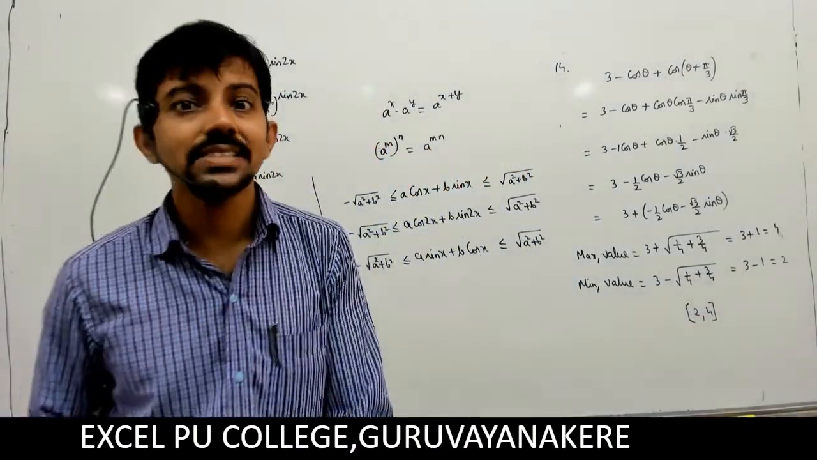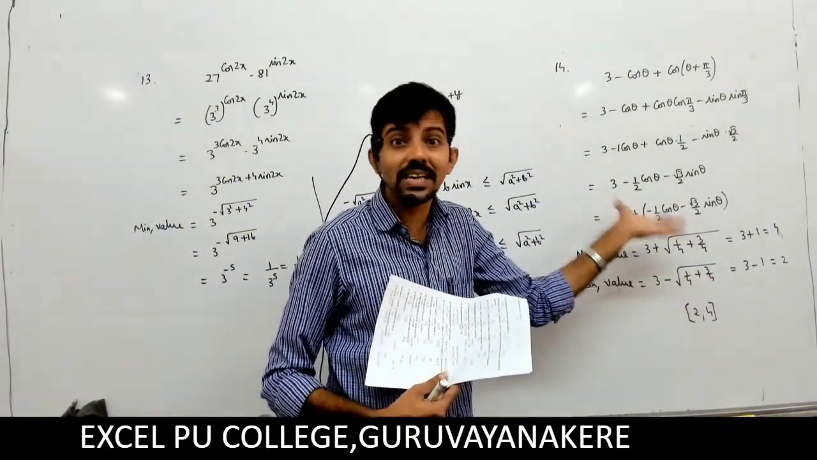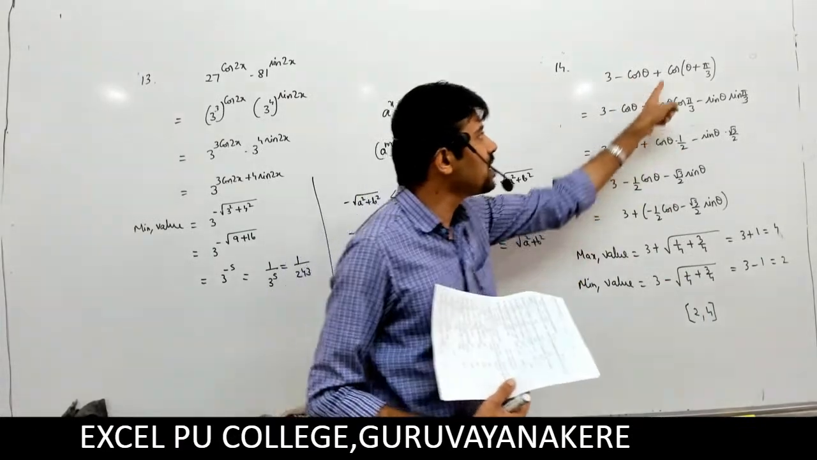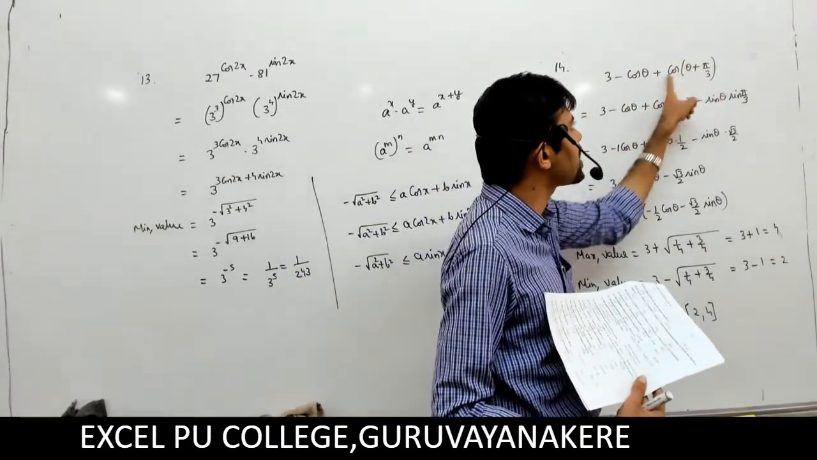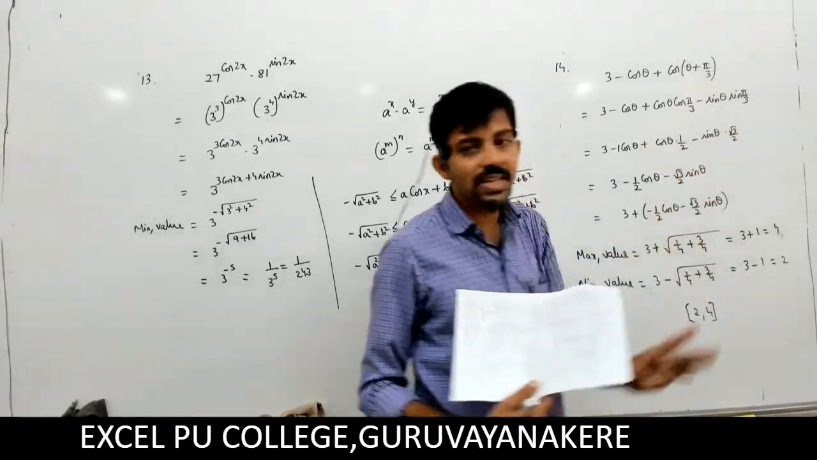So whenever they ask you to find in which interval this expression lies, that means you need to find the range of that function. Okay. So to find the range we start with cos of a plus b, cos a cos b minus sin a sin b. Simplify it, get the answer.